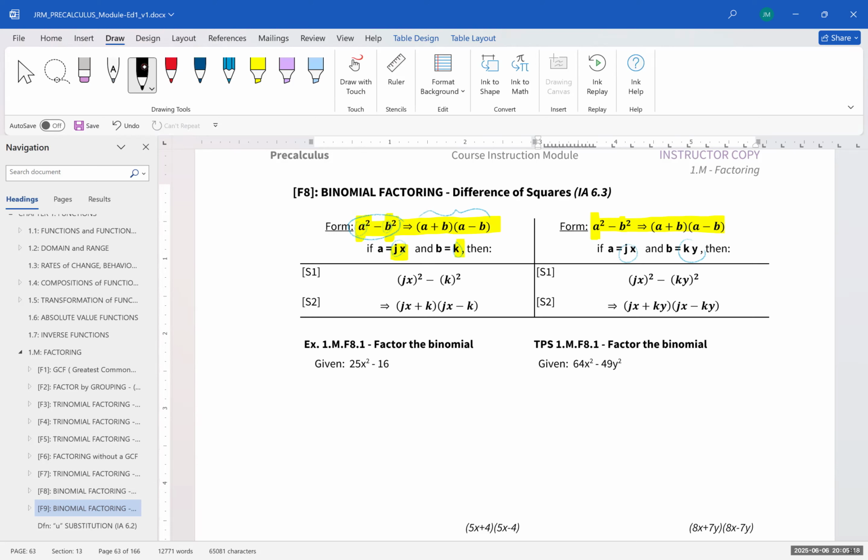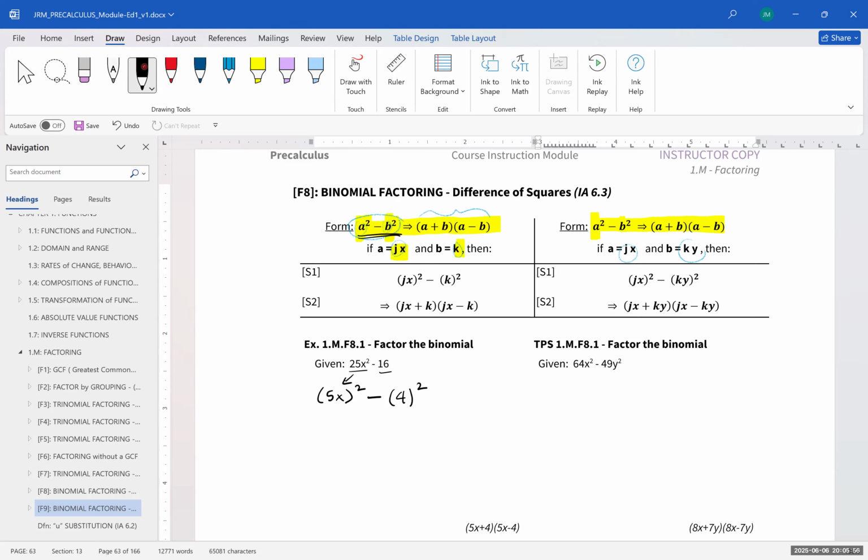From the example, you can do a think, pair, share. All right, so first we want to try and write this in the form up above. So we need to have squared terms. In order to make 25x squared a complete squared term, we need to write that as 5x squared. And then minus, this is where we have a difference of squares. 16 we can write as 4 squared.